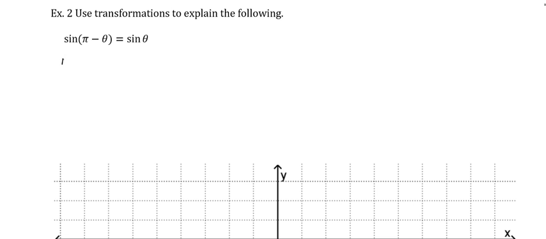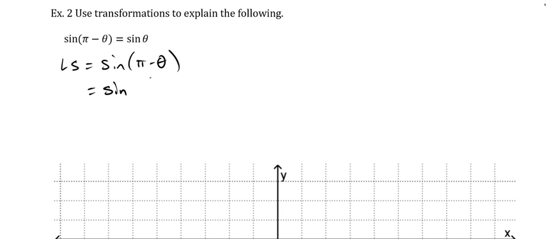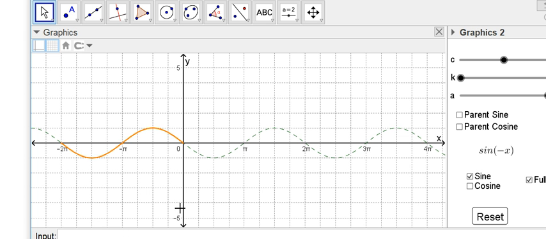Okay, so left side equals sine of pi minus theta, which is equal to sine of negative theta plus pi, which is equal to sine of negative bracket theta minus pi. So I'm shifting it to the right by pi and a reflection in the y-axis. These are the transformations we're performing on this. Is everybody okay with that?